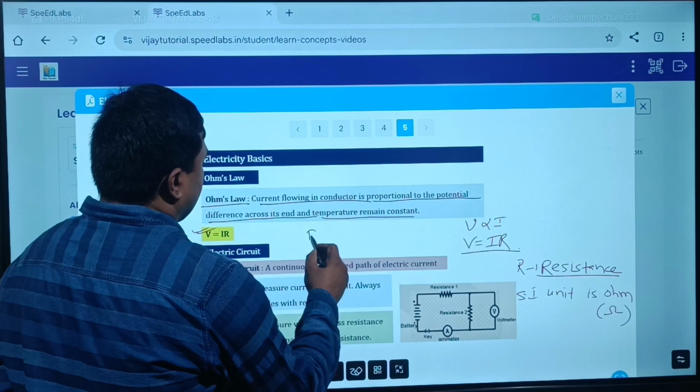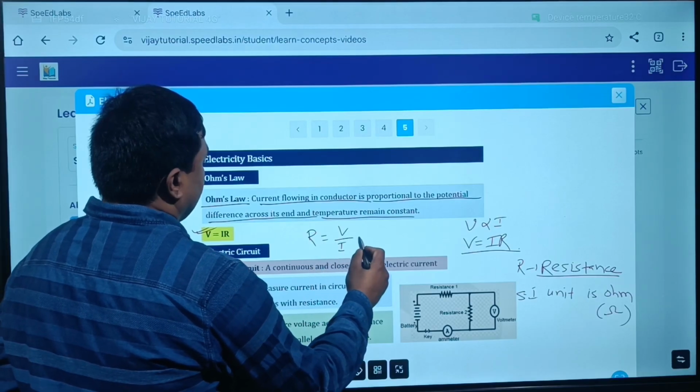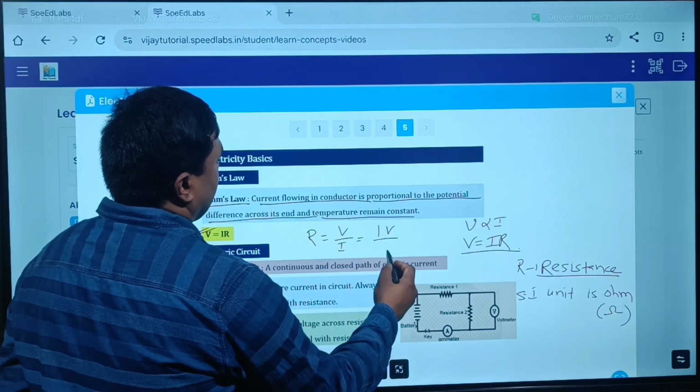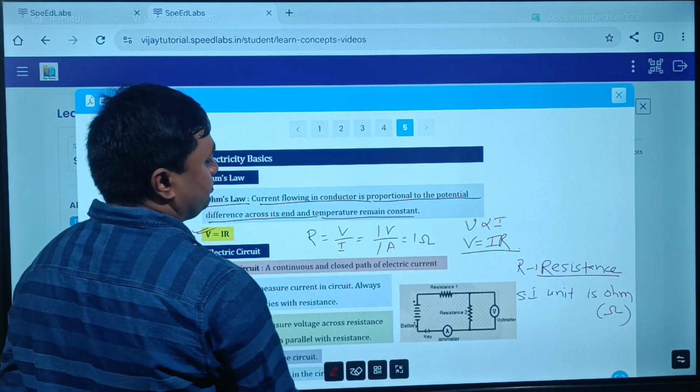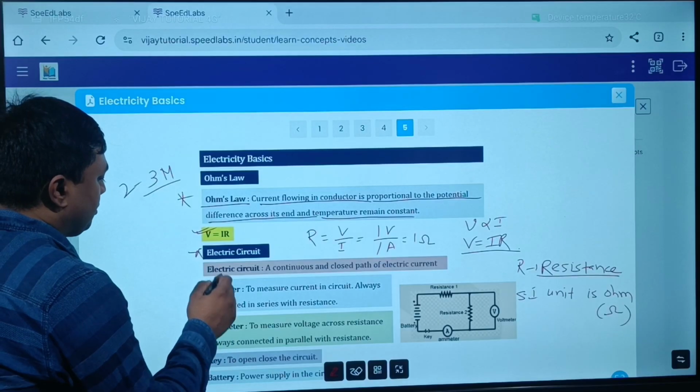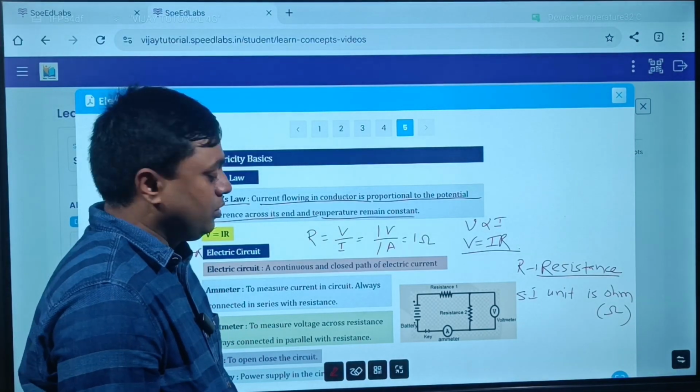So what is R? R is equal to V by I. Let's take when 1 volt is applied, which causes a current of 1 ampere, then resistance is said to be 1 ohm. Here some terms in an electric circuit we should know.